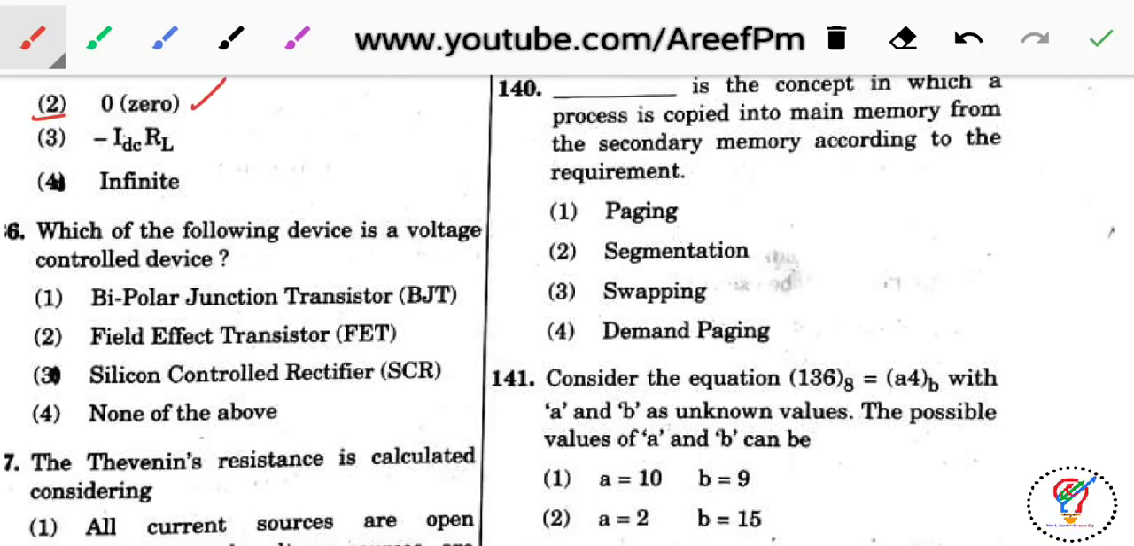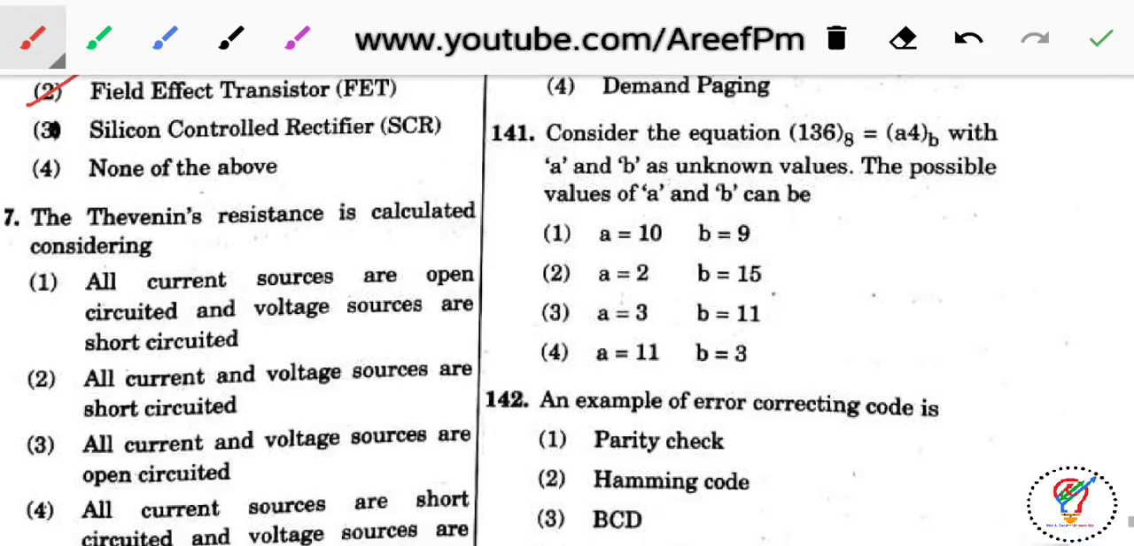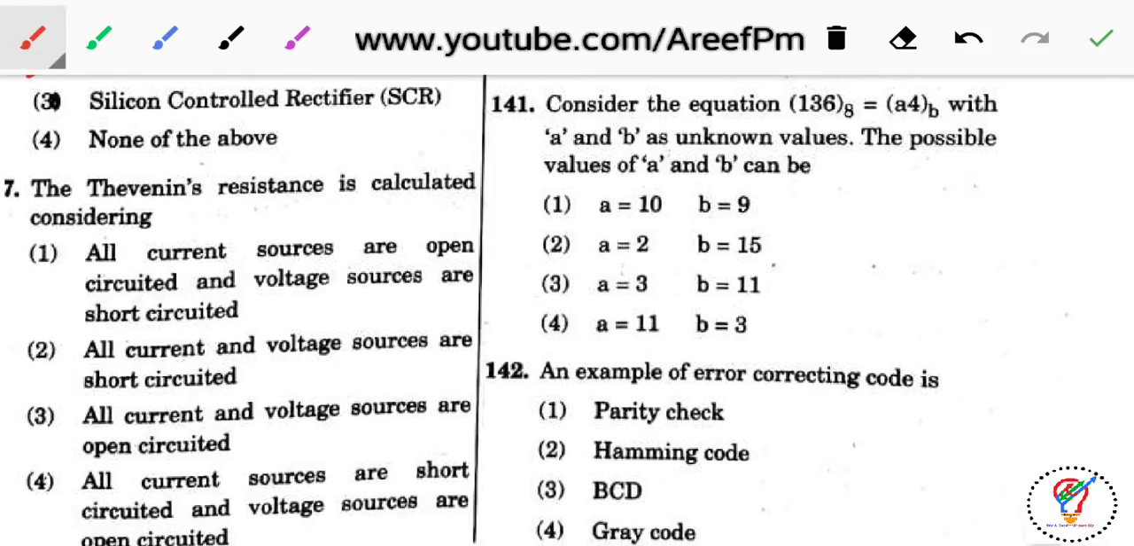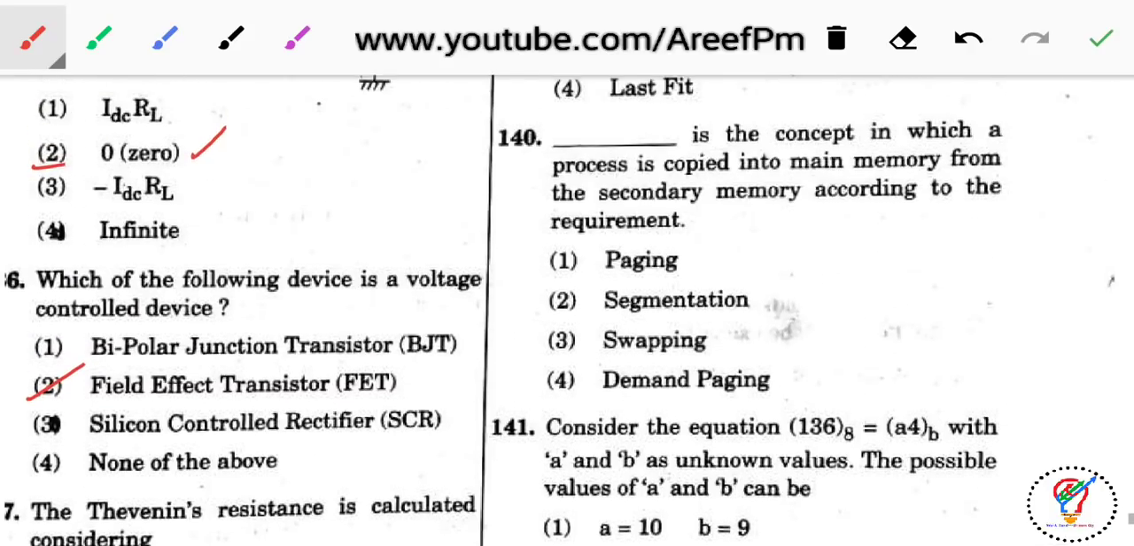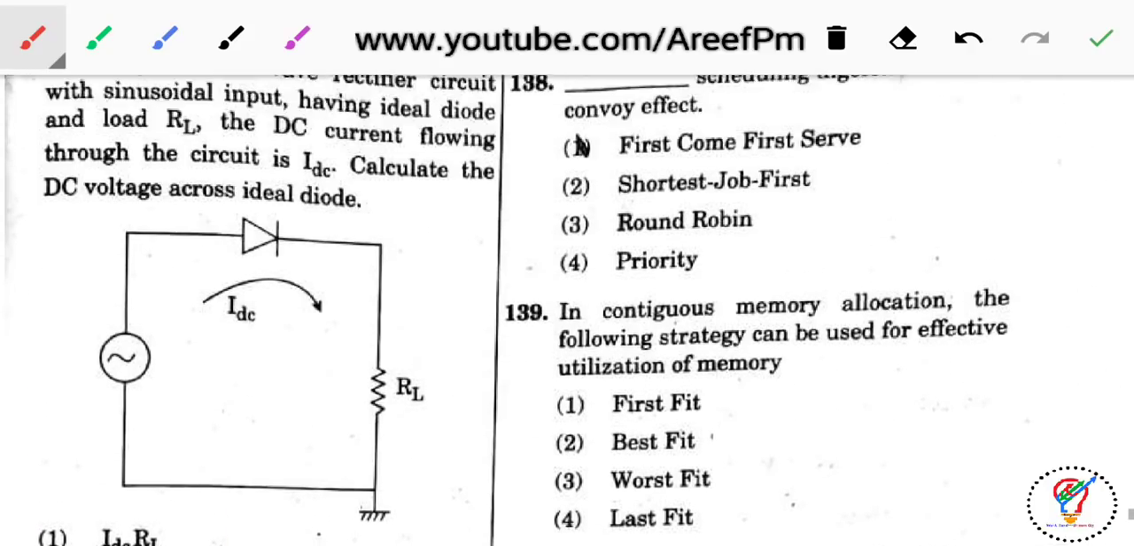Next one, 136. Which of the following devices is a voltage controlled device? We can also say it is a field effect transistor or MOSFET. Next 137. The Thevenin's resistance is calculated considering all the current sources are open circuited, voltage sources are short circuited. Okay, so a similar question was asked from the superposition theorem.